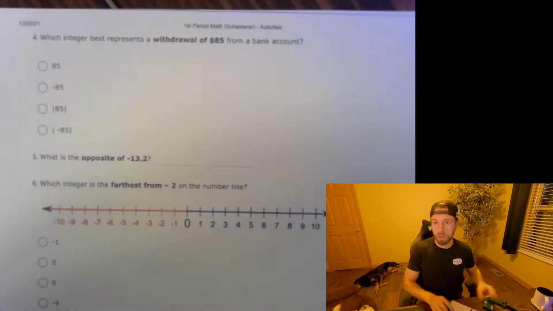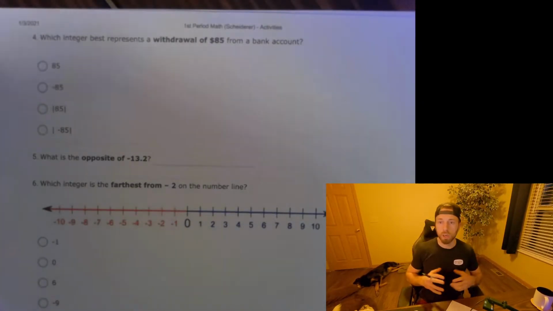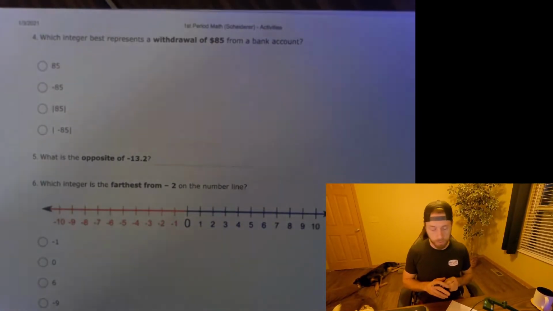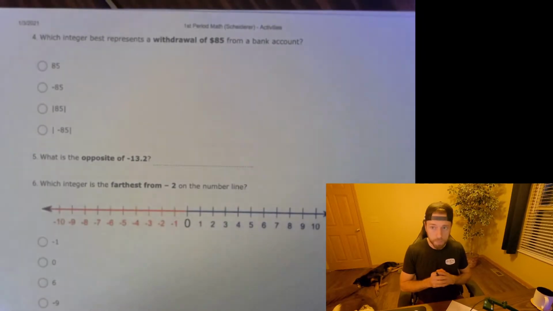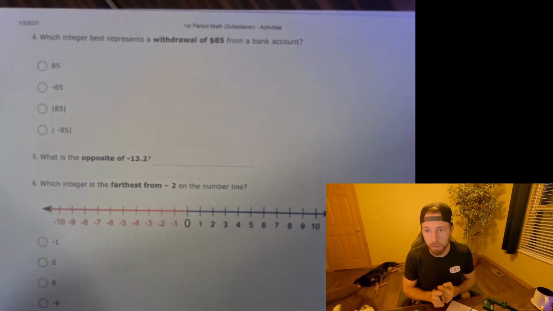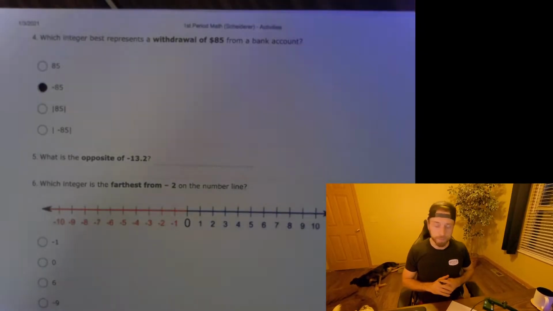Next one, number 4. Which integer best represents a withdrawal of $85 from a bank account? We've talked about this word quite a bit. Withdrawal means to take money out, right? So in terms of your bank account, that's a negative to your bank account. So we're gonna take -85 in terms of withdrawal there.